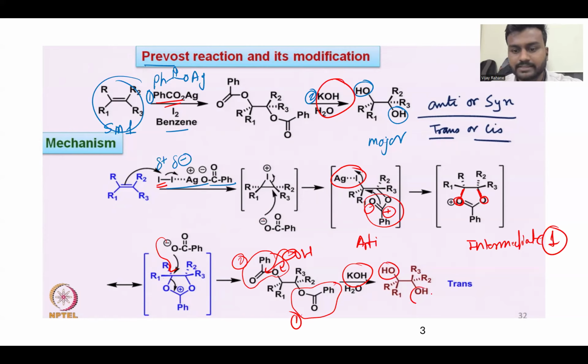And the alcohol formed in this reaction is a trans alcohol. So this is the example. It gives stereoselectively the trans alcohol or trans 1,2-diol as a product. So this is the Prévost reaction.